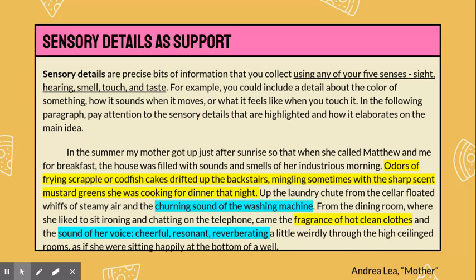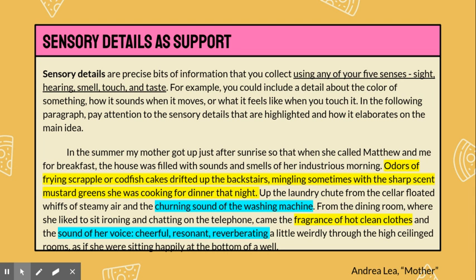In the summer, my mother got up just after sunrise so that when she called Matthew and me for breakfast, the house was filled with sounds and smells of her industrious morning. Odors of frying scrapple or codfish cakes drifted up the back stairs, mingling sometimes with the sharp scent of mustard greens she was cooking for dinner that night. Up the laundry chute from the cellar floated whiffs of steamy air and the churning sound of the washing machine. From the dining room, where she liked to sit ironing and chatting on the telephone, came the fragrance of hot, clean clothes, and the sound of her voice, cheerful, resonant, reverberating, a little weirdly through the high-ceilinged rooms, as if she were sitting happily at the bottom of a well.